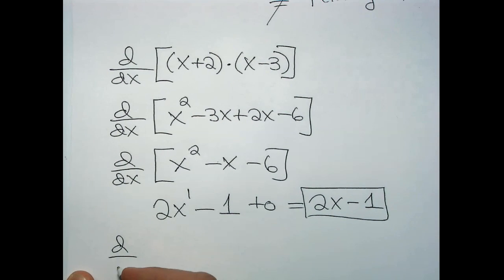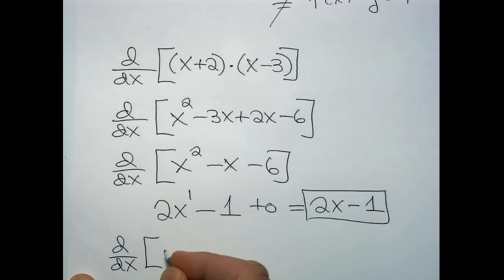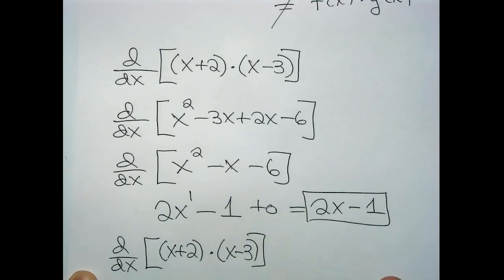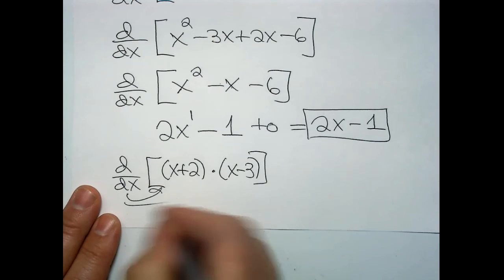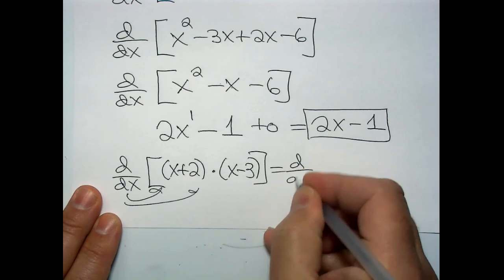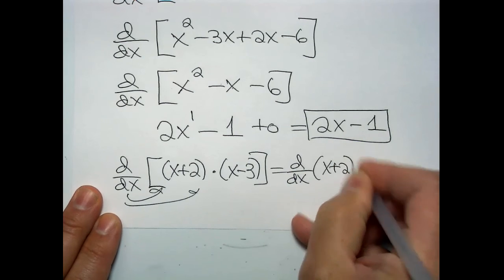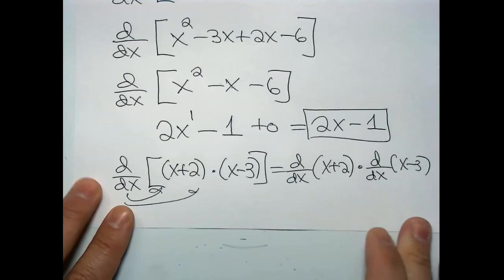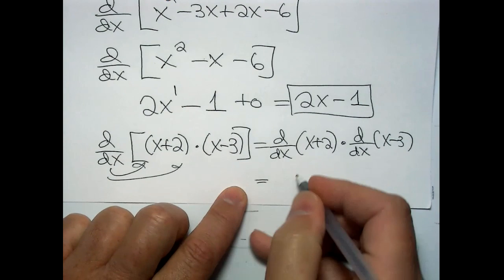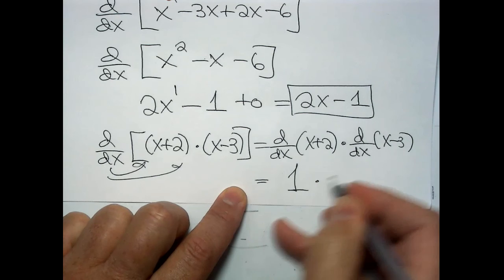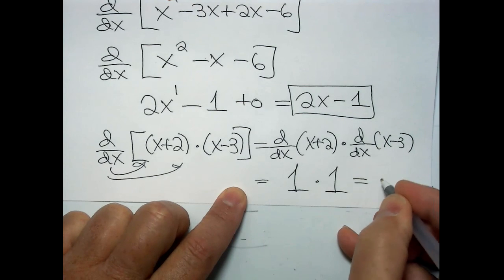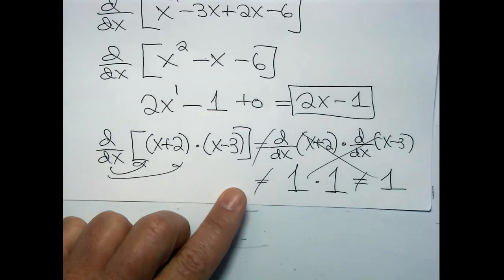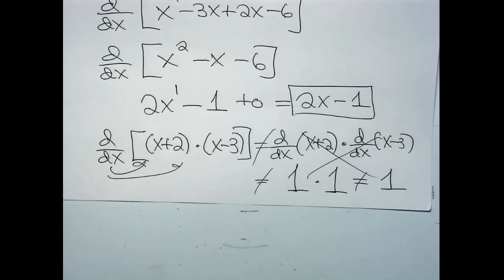Let's say for a moment that the derivative of products was as easy as we would have liked. If it was as easy as this, then we would simply take the derivative of x plus 2 separately, and then over here, take the derivative of x minus 3. Well, that certainly can't be true, because the derivative of x plus 2 is 1, and the derivative of x minus 3 is 1, and the answer is 1. So no, it does not work. So there must be another rule at play here, and there certainly is.